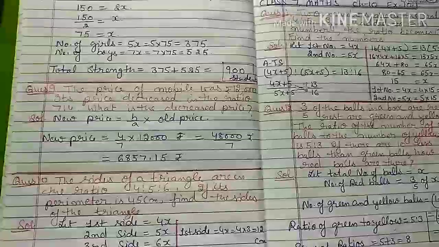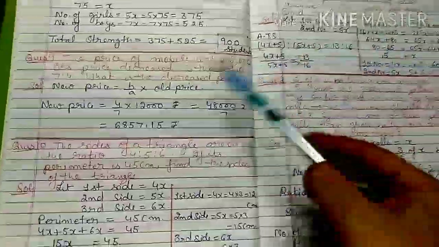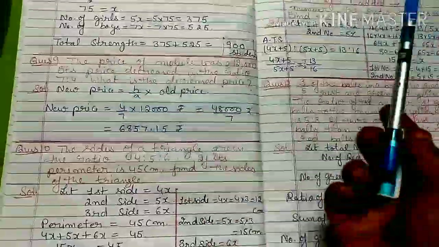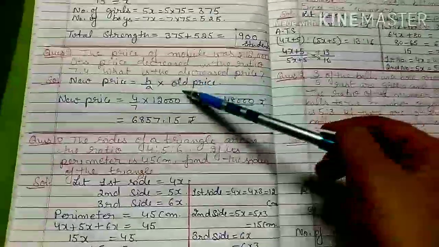Next is, the price of a mobile was, the original price given to you, 12,000. Its price decreases in the ratio of 7:4. What is the decreased price? The formula is the same, new price is equal to b by a into old price.